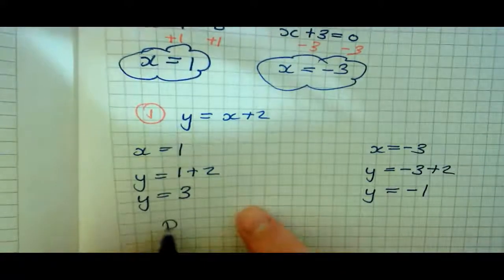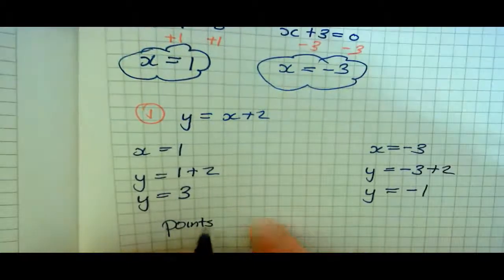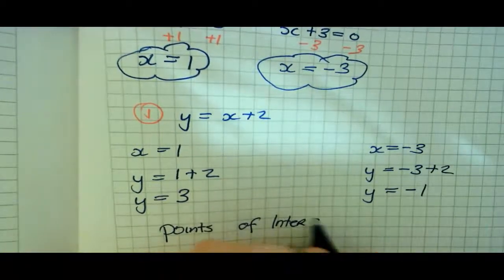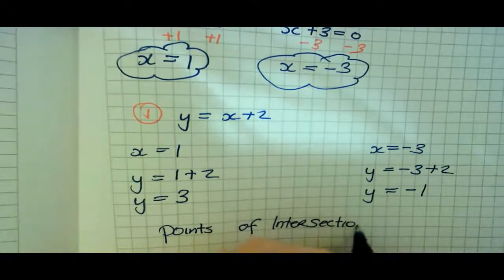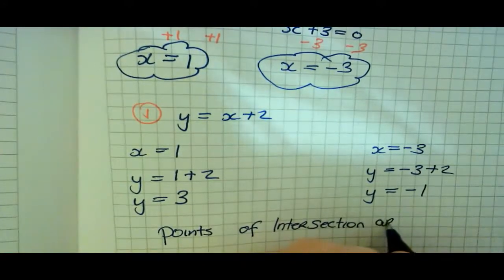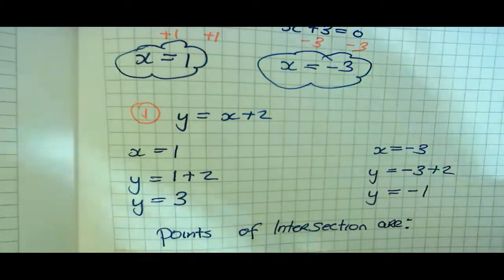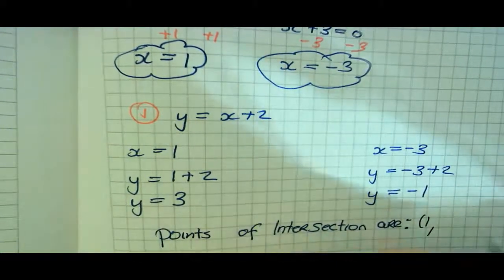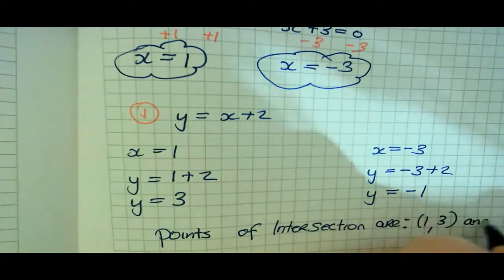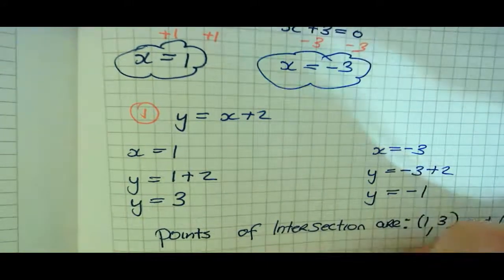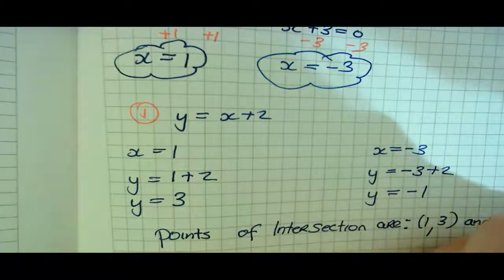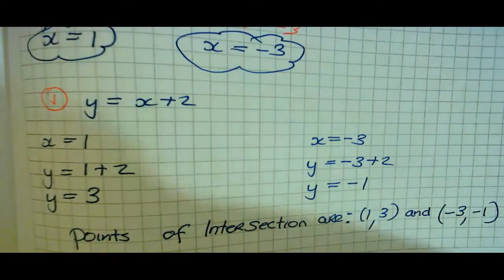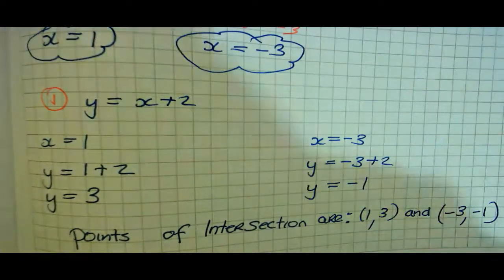So the points then of intersection then are when my x is equal to 1, my y is equal to 3, and when my x is equal to minus 3, my y is equal to minus 1. So there are the 2 points of intersection, and they're what I got.